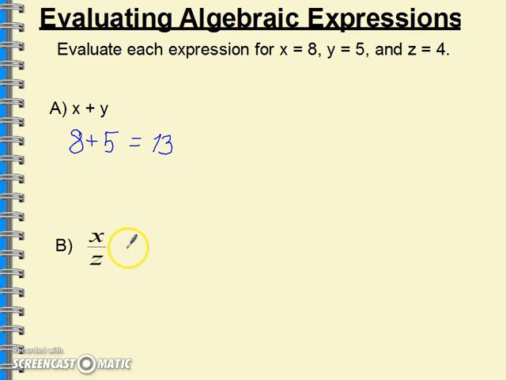Now that you've had a moment to try B, let's work on our substitution. x can be replaced with the 8 that we see above, so we have 8. A fraction is just a division problem, so we have 8 divided by, and z can be replaced with 4 as we see that that is given to us. Since we are evaluating this, we would simply do 8 divided by 4, giving us a result of 2.